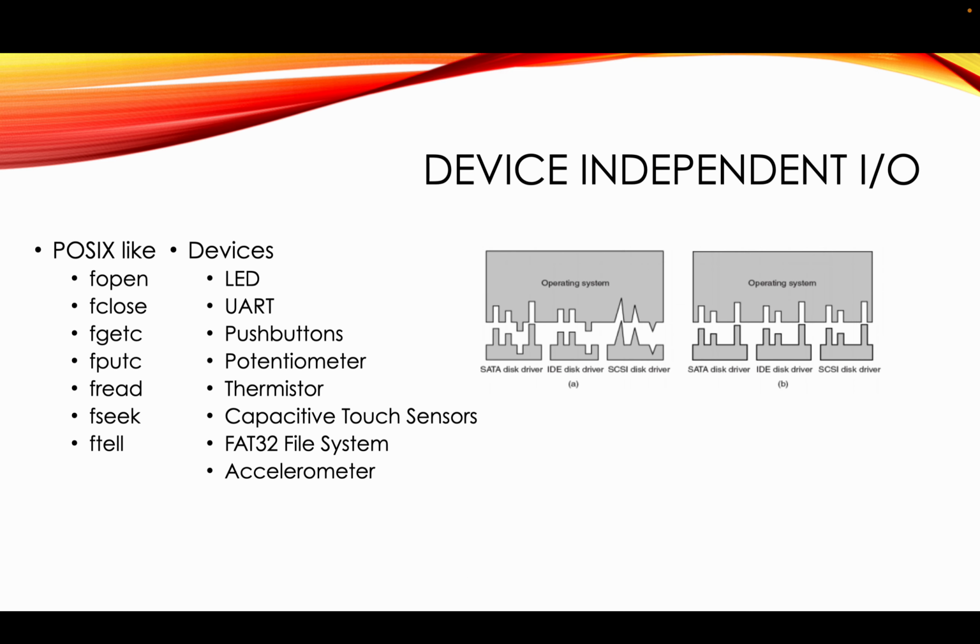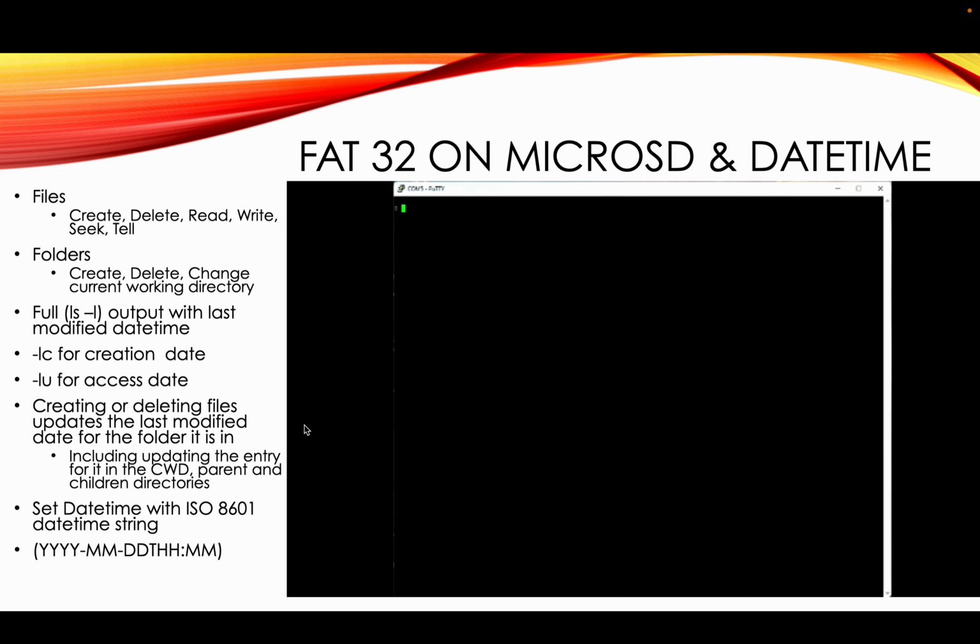JOBOS also has a device-independent I/O layer, so it supports all these devices, LEDs, push buttons, and whatnot, and it has a common interface for all of them that's POSIX-like, so I can call fopen and open any of these devices, and then I can read, write, put whatever, and then close it, and all these will interact the same through this interface. There are some limitations, like you can't really write to a potentiometer, but you can read from it.